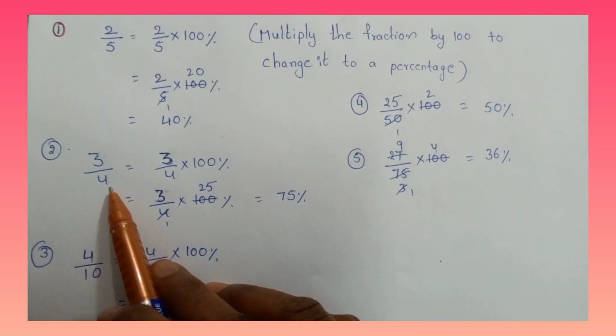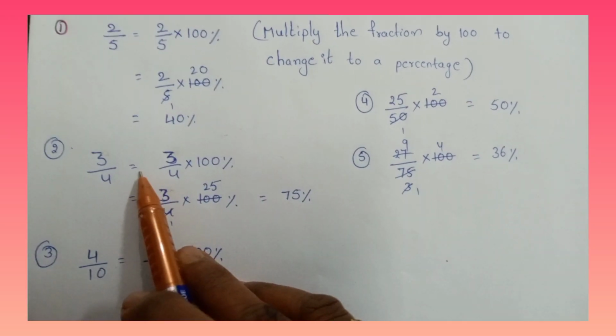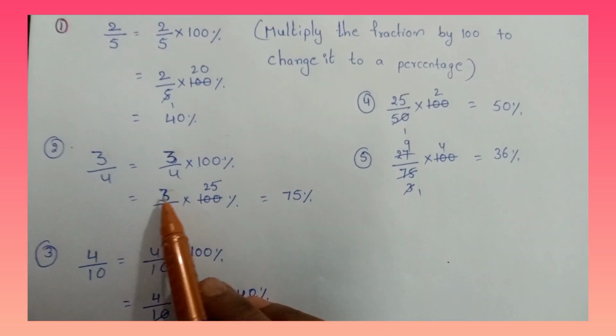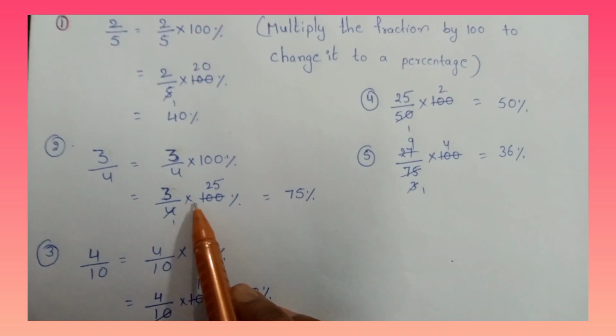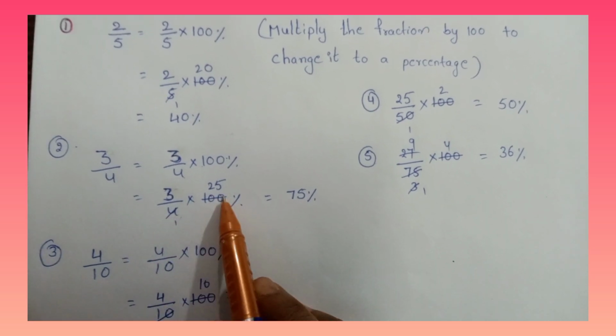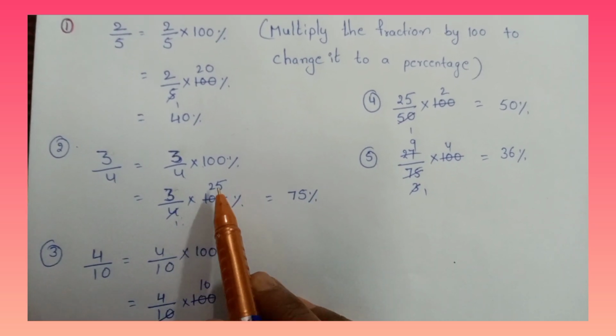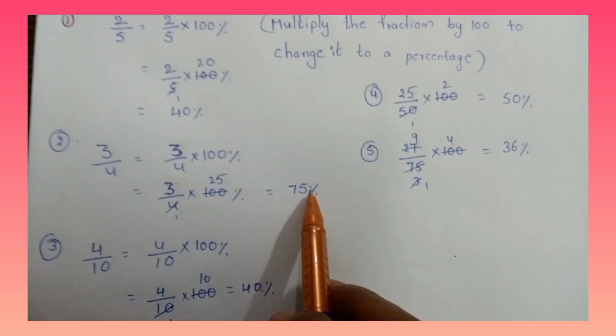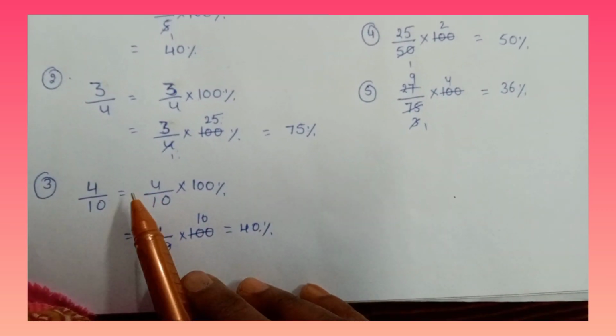3 by 4 is the fraction. 3 by 4 is equal to 3 by 4 into 100. So again 3 by 4 into 100, we will reduce the fraction. 4 into 100: 4 ones are 4, 4 twenty-fives are 100. 25 threes are 75%. Next we will go to the next one.